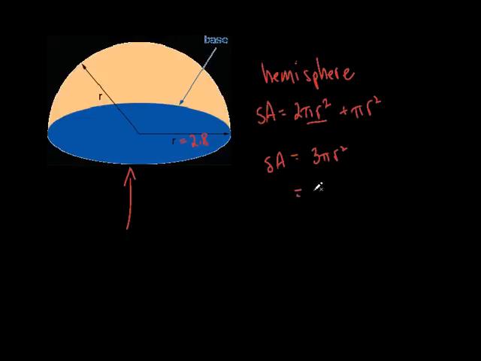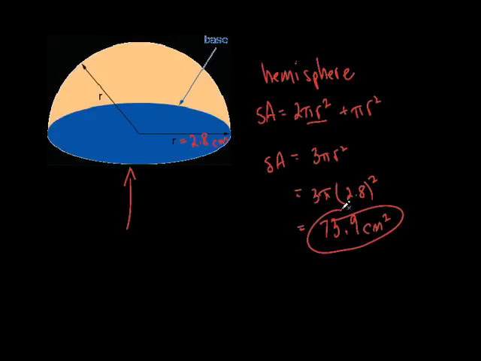So if the radius was 2.8, you'd go 3 times pi times 2.8, square the 2.8, and then you would get, let's see, 73.9. This is surface area. Let's say it's in centimeters. It's 2.8 centimeters. So area is always squared. Remember, volume is cubed, area is squared, and that's how you would find the total surface area of this hemisphere.